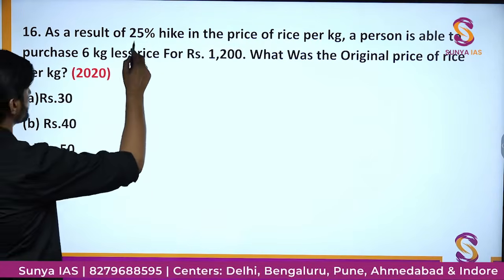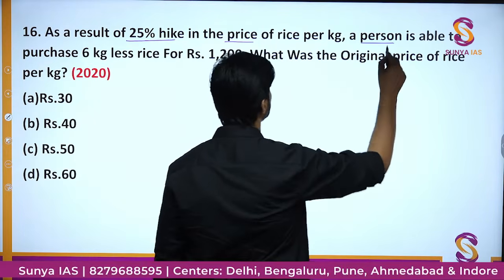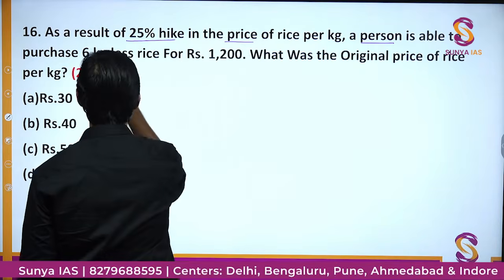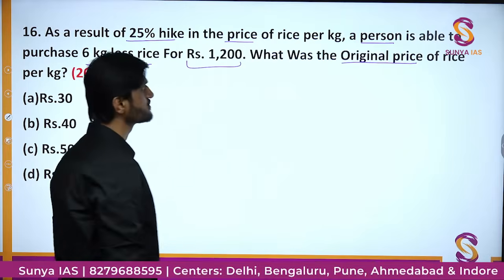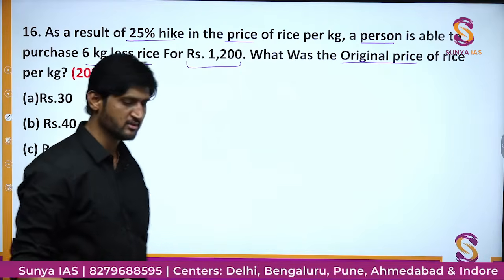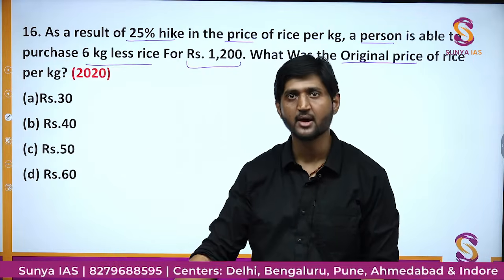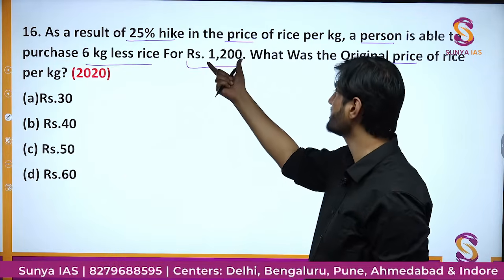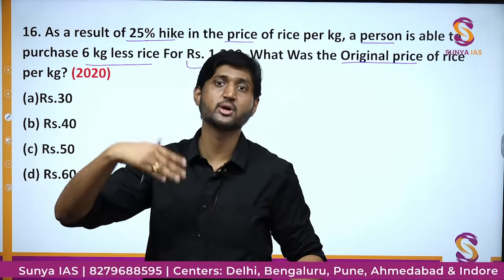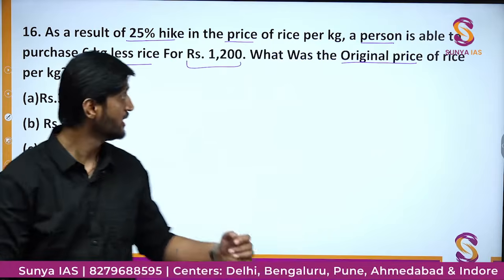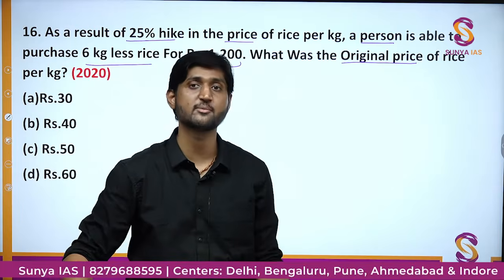As a result of a 25% hike in the price of rice, a person is able to purchase 6 kg less rice for this amount than what was the original price of the rice. So the basic idea here is that due to inflation the price of rice has increased. Earlier you were purchasing some amount x with these rupees 1200, but now due to the increase in price, you can only purchase 6 kg less. So what is going to be the original price, which was earlier before this increase?